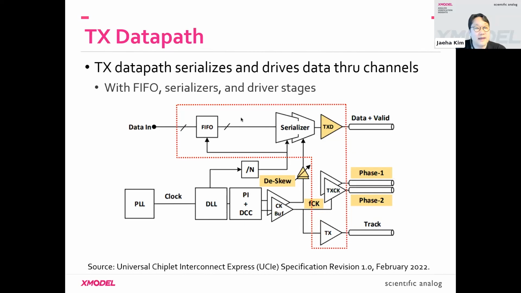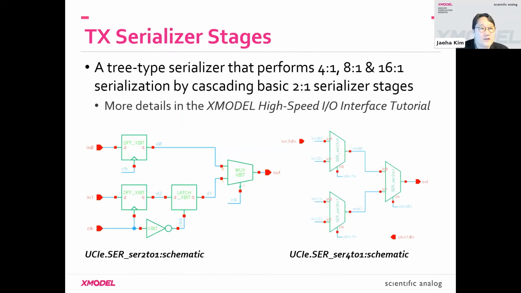All right, let me move on with the data path, which has a FIFO and a serializer and a set of driver stages, driving the data signal, valid signal, and the clock and track signals. So starting with the serializer, there are multiple ways of building a serializer. All of them take a parallel set of low rate input data and serialize it into a single stream of really high rate output.